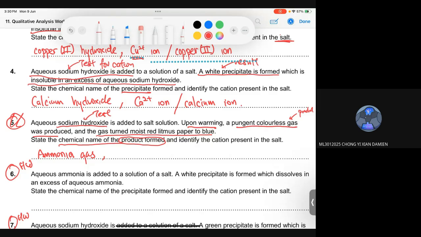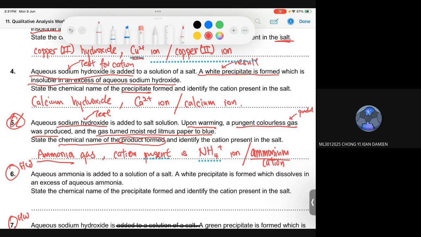Because ammonia gas is formed, the cation present in the solution or in the salt is the NH4 plus ion, or we can also call it the ammonium cation. So just take note of this ammonia versus ammonium cation. Be familiar with the terms. NH4 plus is the ammonium cation. The gas that's produced is ammonia gas. Know the difference between ammonium and ammonia.